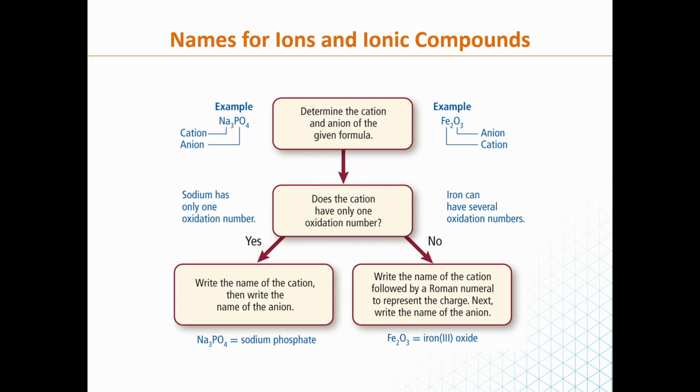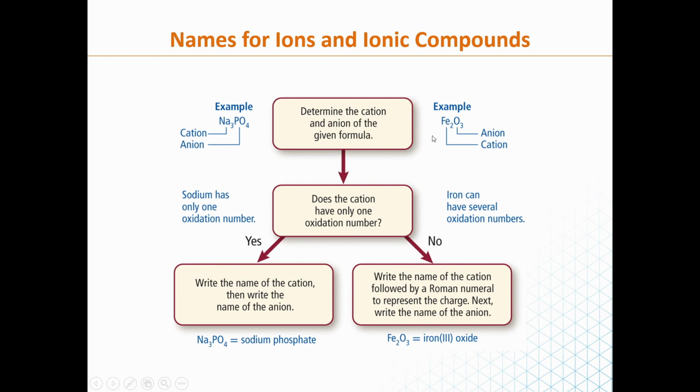For example, we have Na3PO4. Determine the cation and anion of the given formula. Here we have the cation and this part is the anion. Does the cation have only one oxidation number? In Na3PO4, Na has just one oxidation number. So we say yes. Write the name of the cation, then write the name of the anion. So it will become sodium phosphate.